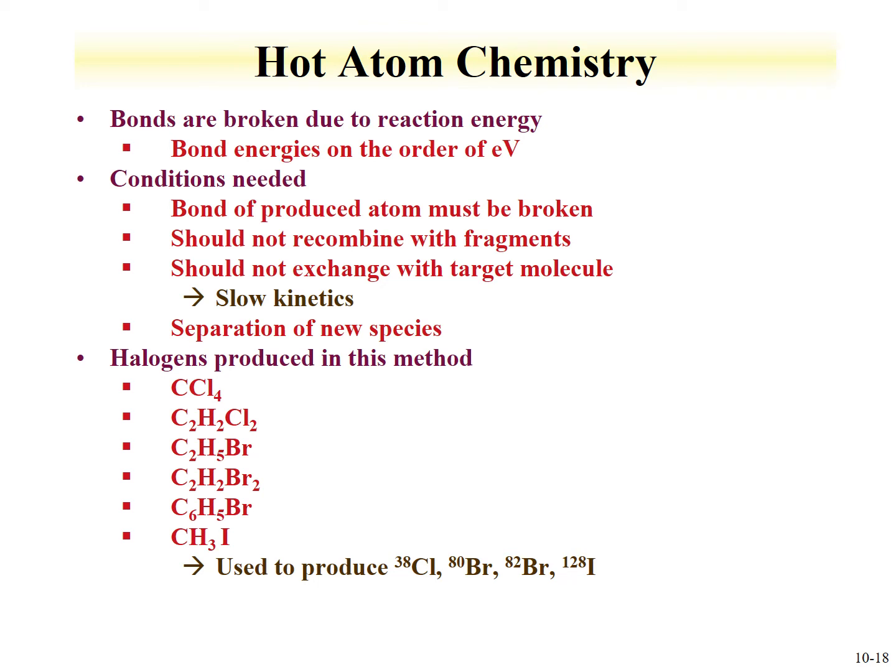And then once the bonds are broken, they shouldn't recombine with fragments, and there should not be exchange with the target molecule. The kinetics of exchange should be slow. So again, with the example with the iodine, the produced iodine-128 should not exchange with the iodine-127 on the ethyl iodide. And there should be a reasonable route to separate the new species. Halogens have been produced with this method, as we described on the previous page, and these isotopes listed here have been produced.